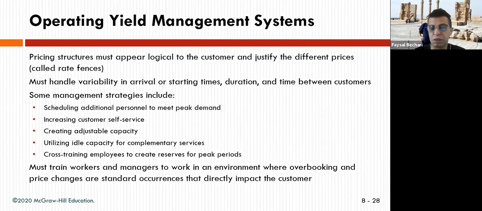Some management strategies in the hotel, for example, are scheduling additional personnel to meet peak time demand. They can increase customer self-service, where customers take their bags to the room or check in themselves. They can create adjustable capacities, or utilize idle capacity for complementary services, so they can knock on the door and bring some free coffee and such when they are idle, and cross-train employees to do more than one activity.